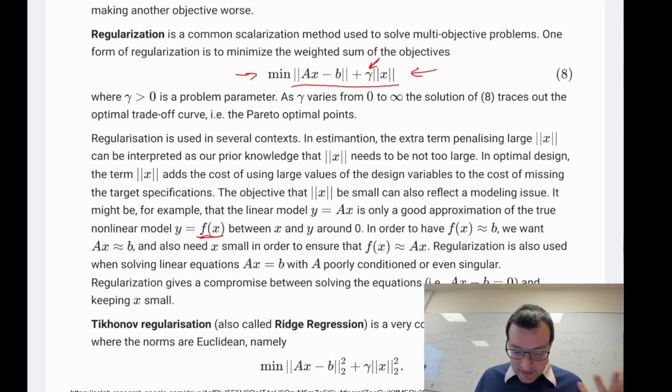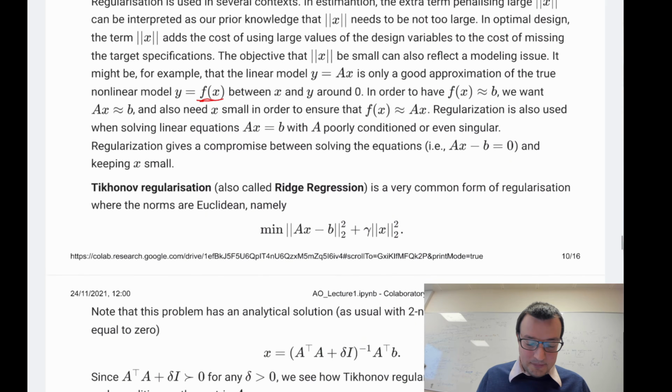And of course, we can think about other cases in which the regularization problem comes out. But generally speaking, the idea here is simply that we want to have small residuals, but we also want to have small x.